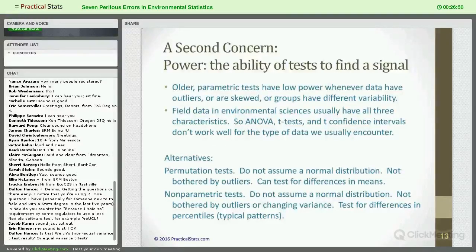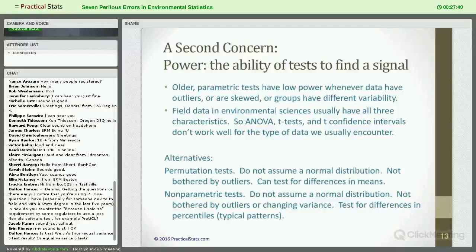Okay, so second concern, let me step it up a little bit, and the power of tests is the big issue with parametric tests. Older parametric tests have low power whenever data have outliers, or they're skewed, or the groups have different variances, and so the low power means p-values get pushed higher. And that's the situation we deal with all the time in the environmental sciences. Usually, I deal with data that have all three of those characteristics. So ANOVA, analysis of variance, testing for multiple group differences in means, t-tests, testing for two group differences in means, or even a confidence interval using the t-coefficient around a mean, don't work well for the type of data that we usually encounter. They have assumptions built in that we don't meet.